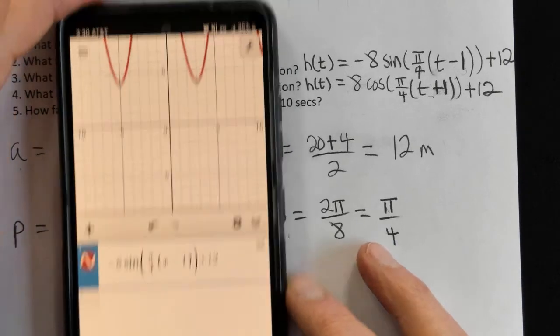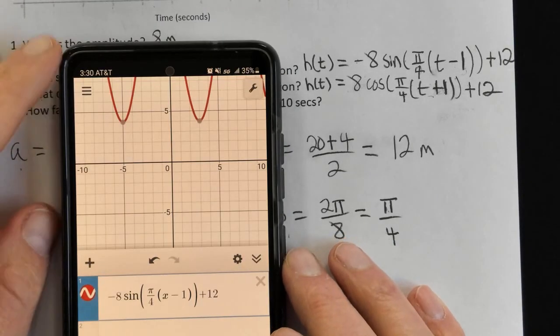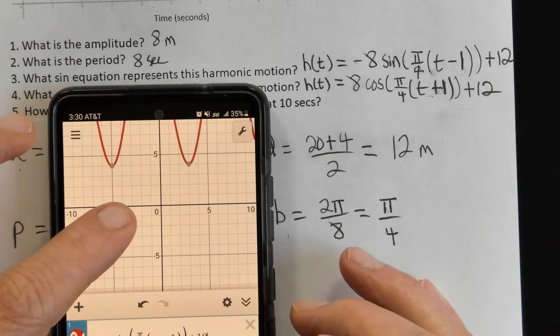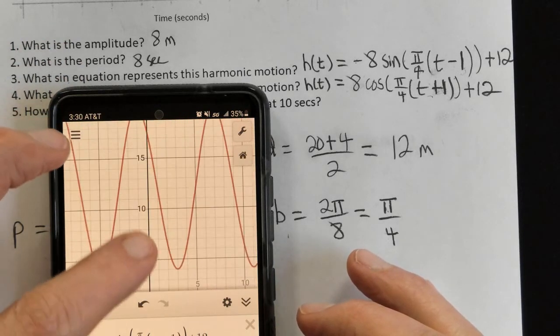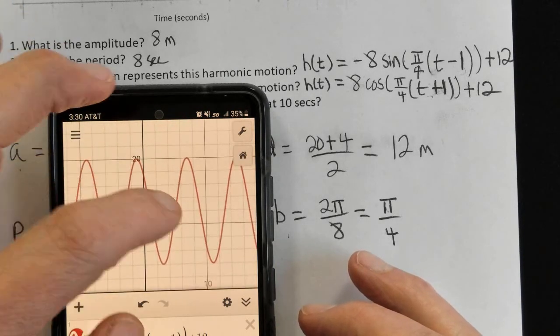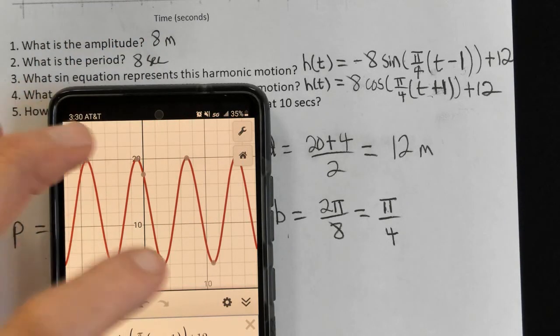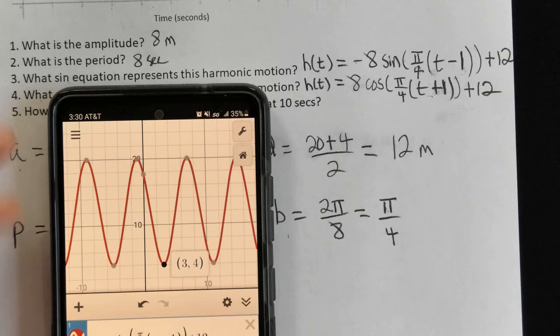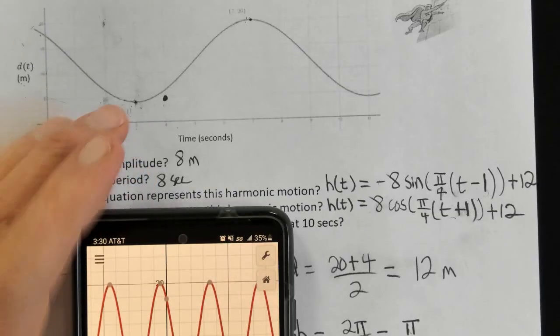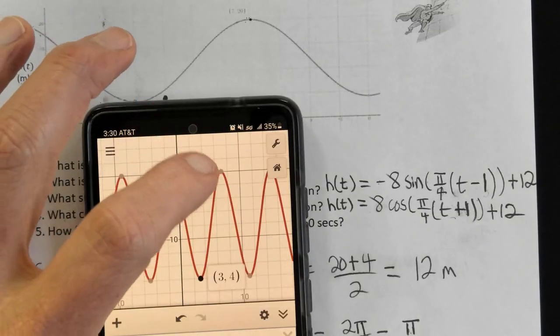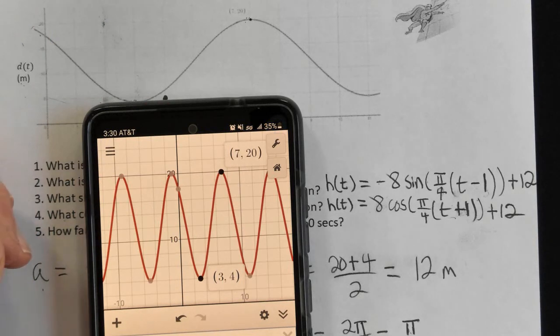To make sure this is correct, let's take a look at our points and see if these 2 points are the same as the ones that we got on the graph. So 3, 4, we know is correct. That was one of them. And this should be 720. And it is. So we know that equation is correct.